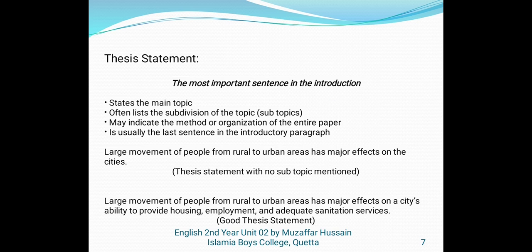Large movement of people from rural to urban areas has major effects on a city's ability to provide housing, number one, employment, number two, adequate sanitation services, number three. Now this sentence is different from the above one. This thesis statement is different because it is particular. It talks about three particular things: providing housing, employment, and adequate sanitation services. So it is a good thesis statement.